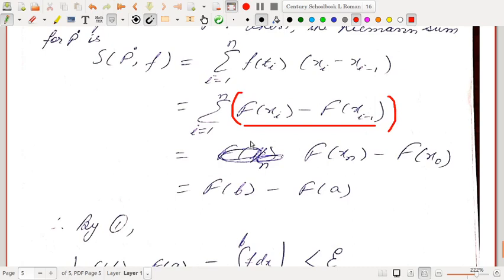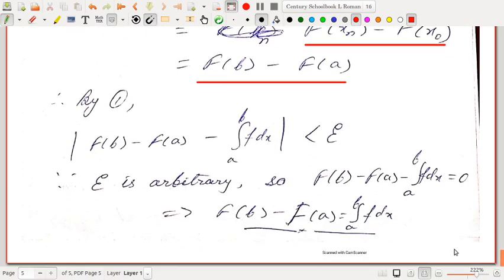So this is nothing but F of xn minus F of x naught, because all the in-between terms will get cancelled. And what is F of xn? It is F of b, minus F of a. So ultimately I have got the absolute value of F(b) minus F(a) minus the integral from a to b of f dx is less than epsilon, but epsilon is an arbitrary quantity. So we have made the difference between F(b) minus F(a) and the integral from a to b of f dx less than any given arbitrary quantity epsilon. So we can say that this quantity is equal to 0. So F(b) minus F(a) is equal to the integral from a to b of f dx.